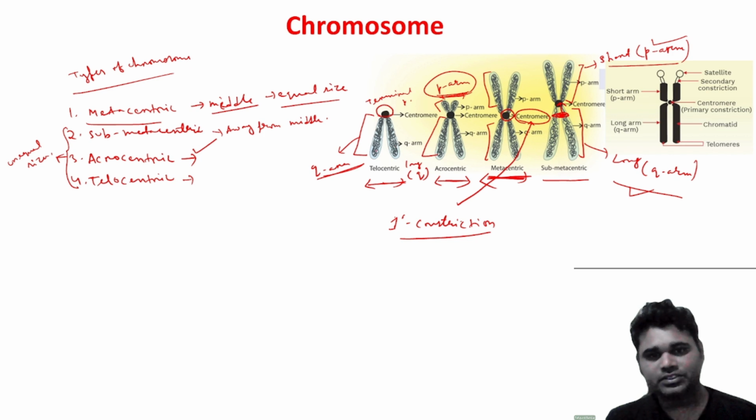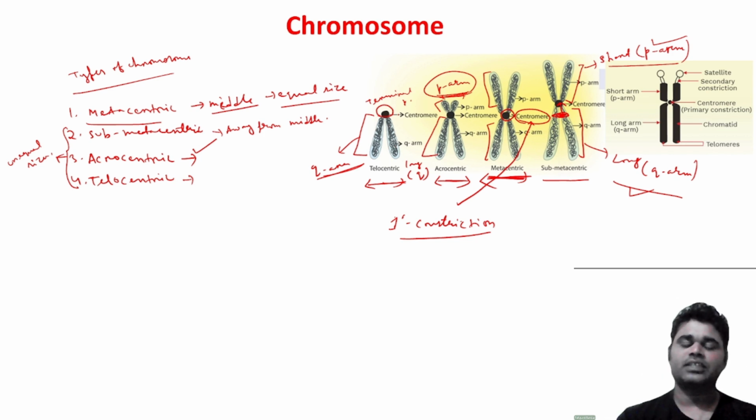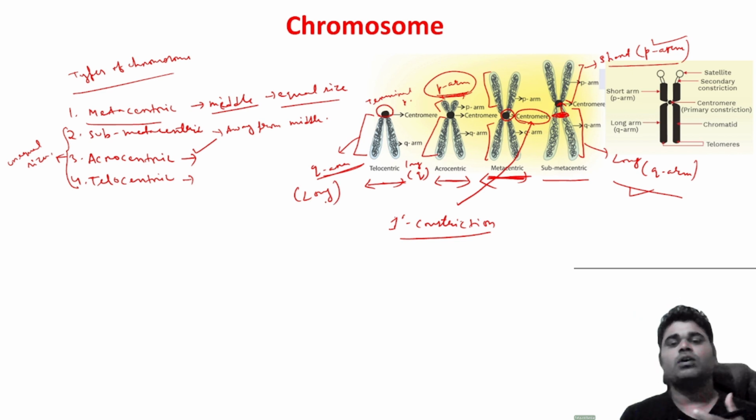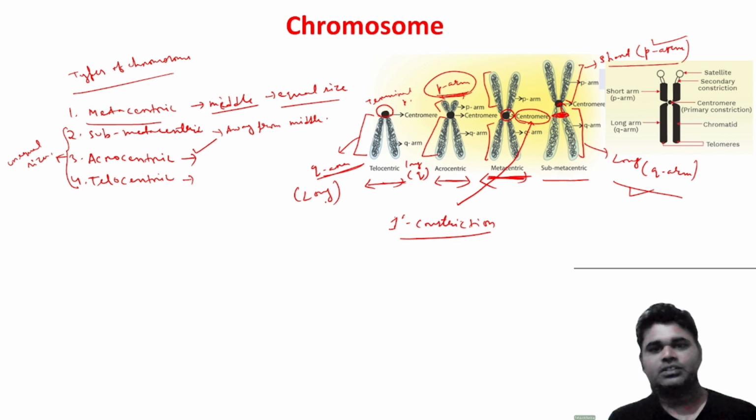In the telocentric, the centromere is present at the terminal. That means one arm is formed and that arm is the long arm, or you can say the Q arm is formed. So these are the different types of chromosome on the basis of the presence of the centromere in the chromosome.